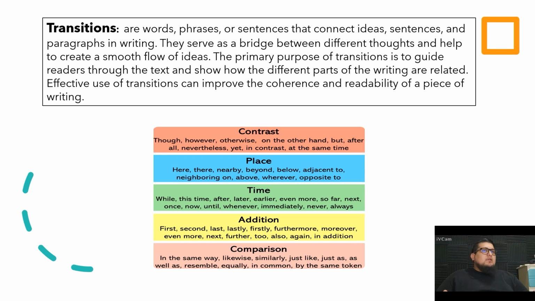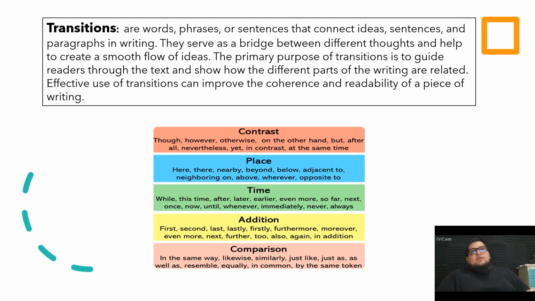Transitions, or linking words, are words, phrases, or sentences that connect ideas, sentences, and paragraphs in writing. They serve as a bridge between different thoughts and help to create a smooth flow of ideas. The primary purpose of transitions is to guide a reader through the text and show how the different parts of the writing are related. Effective use of transitions can improve the coherence and readability of a piece of writing.